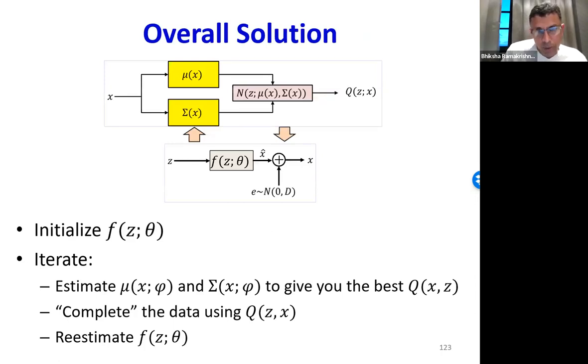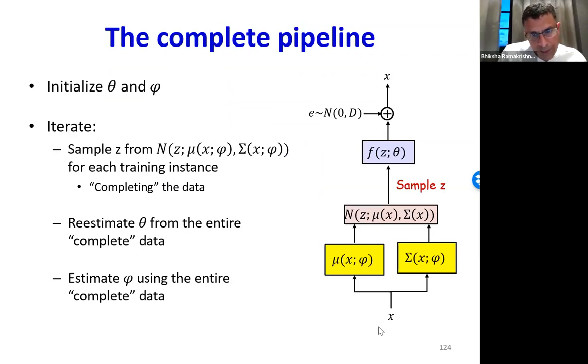And so here's what I will do. I'm going to initialize, this is a neural network, and these two are also obtained from a neural network. I'm just going to initialize my theta. And I'm going to initialize my parameters of this network. And then for any given theta, I'm going to try to estimate the parameters of these models to give you the best Q of Z. Then I'm going to complete, this should have been Z comma X, the data using Z comma X and then re-estimate theta. That's the whole thing.